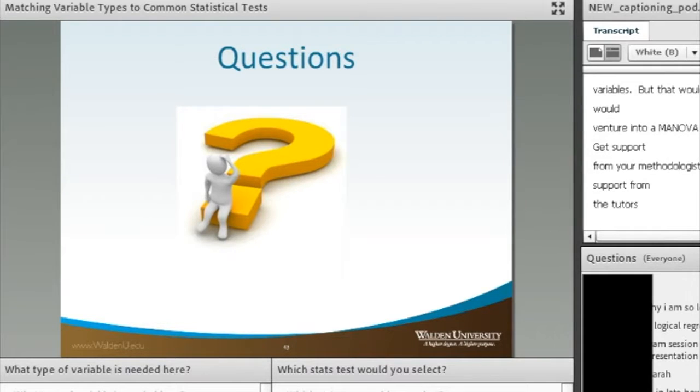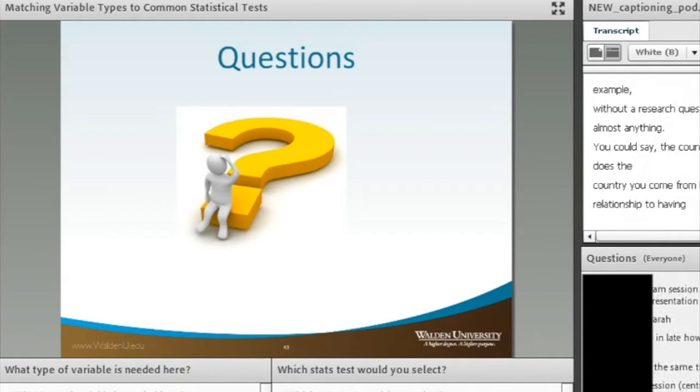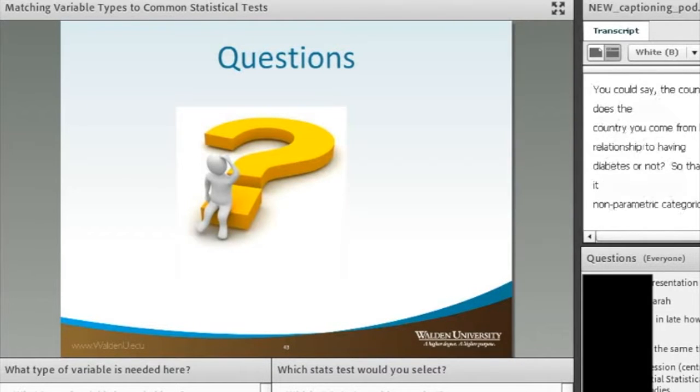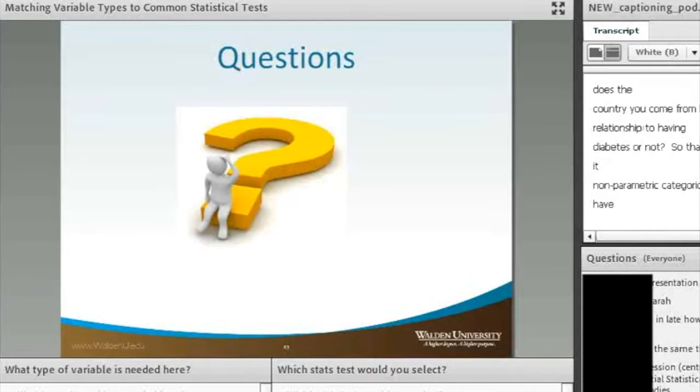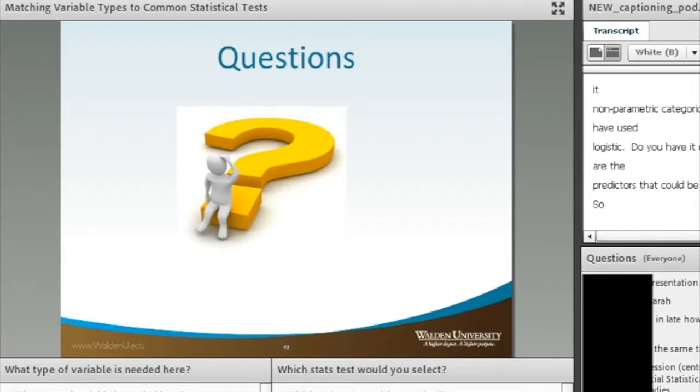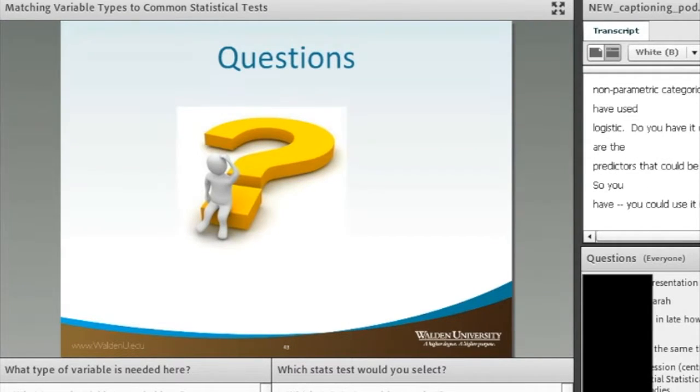Pat, I was going to say that the diabetes example without a research question could be almost anything. You could do chi-squared and say, does the country you come from have any relationship to having diabetes or not? So that would have made it non-parametric categorical. You could have used logistic regression: do you have it or not? And what are the predictors that could be giving it to you? So you could use it like you showed.